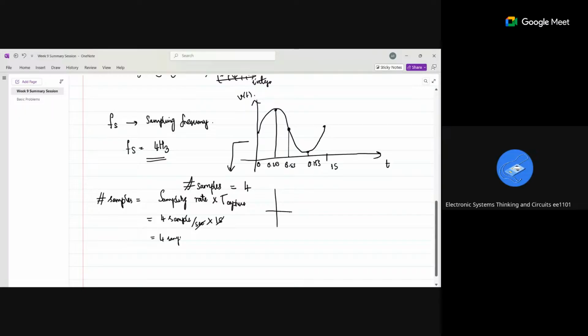And now if you see my x-axis, it is 0, 0.25, 0.5, 0.75 and 1 second. So there are 4 samples I am collecting at these 4 points, right? And I will be representing this as 1, 2, 3, 4. Here it is time, whereas here it is the number of samples.